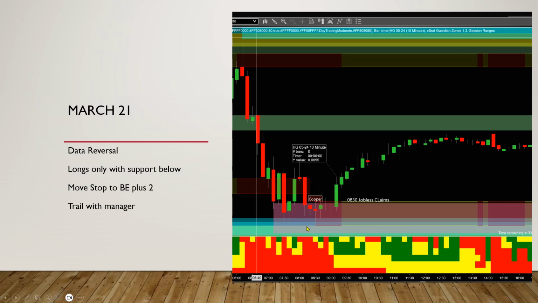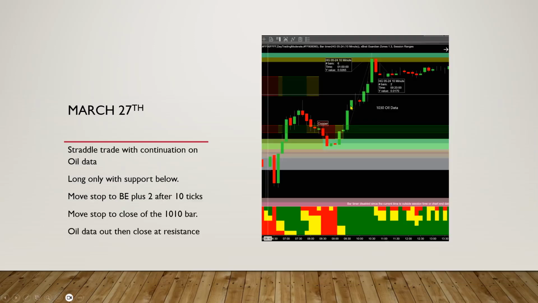So March the 21st now, data reversal, with jobless claims here, longs only with support below. We've got lots of support here from the xBrat Guardian zones, the automated support and resistance zones here. So we're only looking for the long breakout of this copper. You see the bias for the copper at that point is red, so it's bearish. So we're looking for that data to come out and looking for that reversal. And it's exactly what it did, and we trail that with the manager.